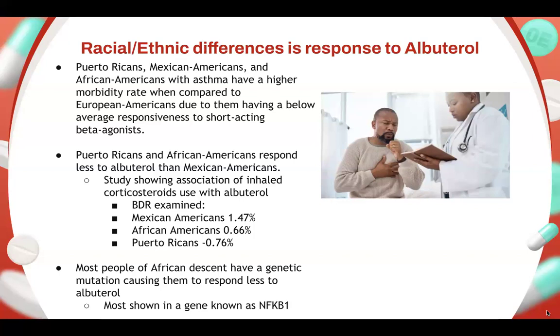And there was also a study testing the three groups with the association of inhaled corticosteroids with the use of albuterol. In it, it showed that Mexican Americans had the highest BDR when compared to the groups. There was also a study showing that it could be because most people with African descent have a genetic mutation, which makes them less responsive to albuterol. The gene is known as NFKB1, and the gene is responsible for smooth muscle response in the lungs.